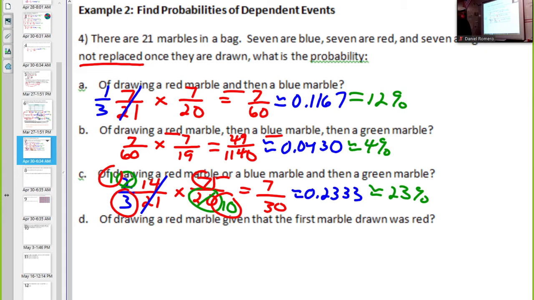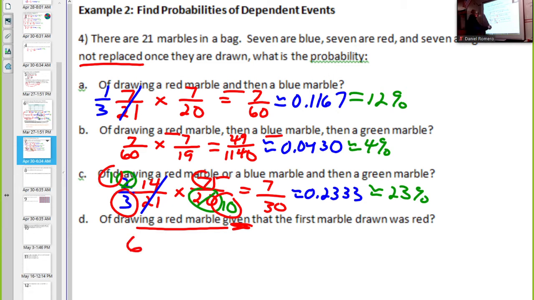Of drawing a red marble given that the first marble drawn was already red. Okay? So how many events are you calculating here? Just one, because all they want to know is drawing that second red marble, because we're already assuming that the first one was red. So that second marble, how many reds would be left? If we already know the first was red, how many reds would be left in?